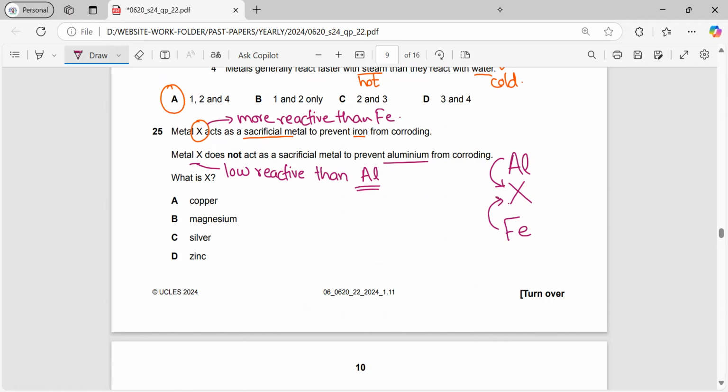So what could it be? It could be copper. No, copper is lower than iron. Magnesium. No, because magnesium has more reactivity than aluminium. Silver. No, silver is less reactive than iron. Zinc. Yes, because zinc comes between aluminium and iron. So zinc can protect iron, but it cannot protect aluminium.